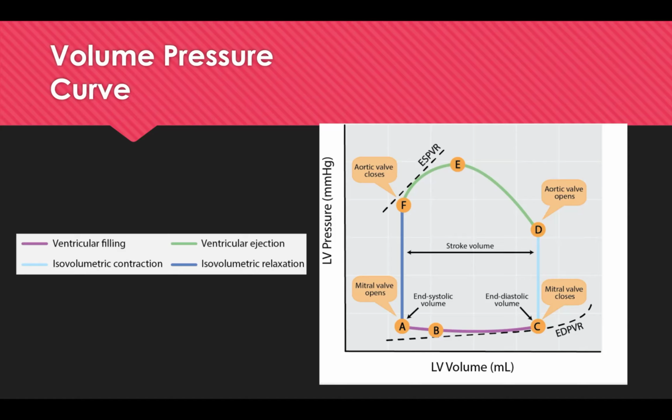The volume will decrease to F, at which point the aortic valve will then close. There'll be isovolumetric relaxation where the volume stays the same, but the pressure reduces, and then you get to point A again, and the cycle repeats as the heart contracts and relaxes.